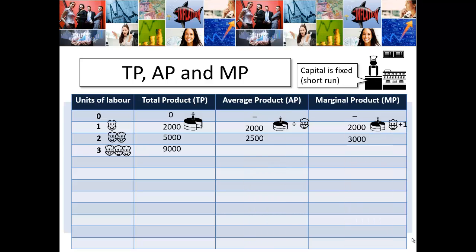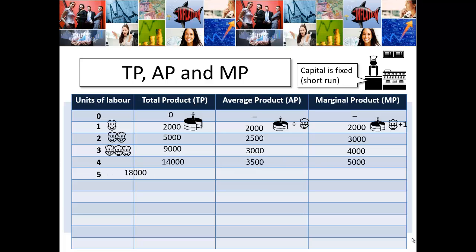With 3 bakers, we add a third baker in. Total product jumps by another 4,000 to 9,000. 9,000 divided by 3 will give us our average product. And marginal product is 4,000 cakes, because that was a change from what 2 bakers could bake to what that additional baker added, 4,000 cakes.